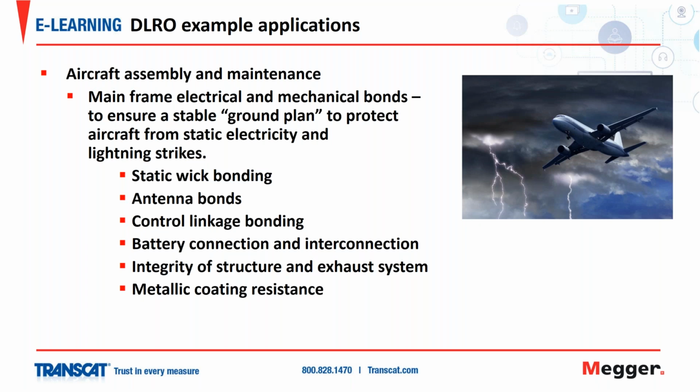We mentioned this a little earlier, the aircraft assembly and maintenance. The aerospace industry is very, very big on this. There's a number of things they need to check on an aircraft. They need to ensure a stable ground plane to protect that aircraft from static electricity and lightning strikes.